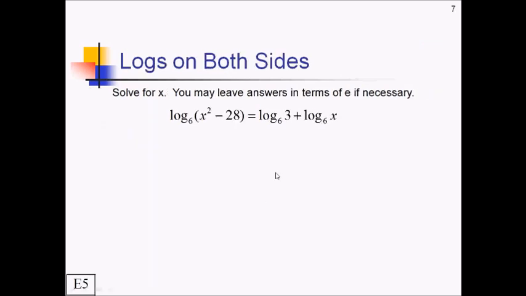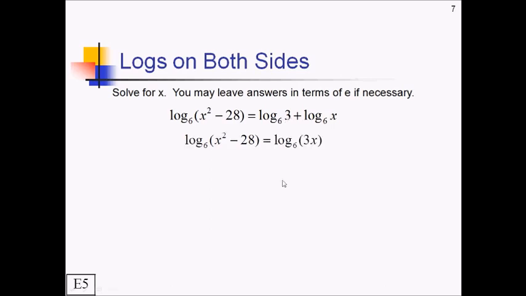We'll do one more problem here. Pause the video and see how far you can get on this one. All right, so for this one, we have a whole bunch of logs. We notice that there's more than one log on the right side, so we're going to use our log rules to combine those into a single log. In this case, since we're adding the logs together, that means we can multiply the things inside. So the right side, we can write log base 6 of 3 times x.